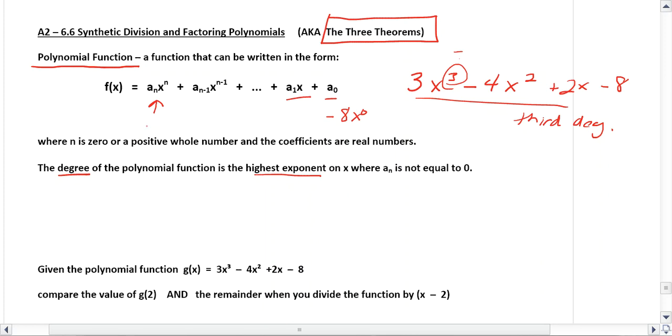Also note that part of this definition is that these exponents could be 0 or positive whole numbers. In other words, polynomials are not written with negative exponents or dividing by x. And polynomials also have real numbers for these coefficients.